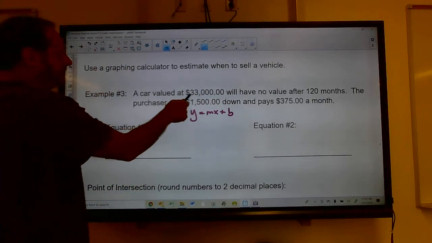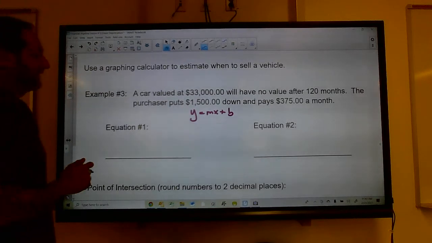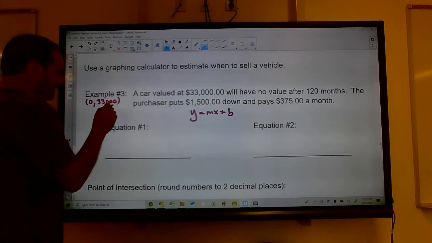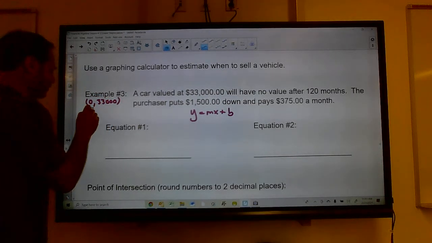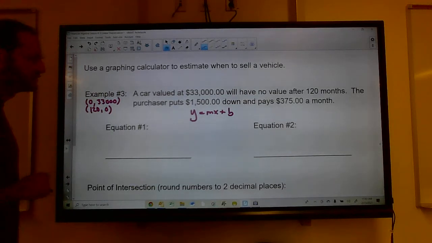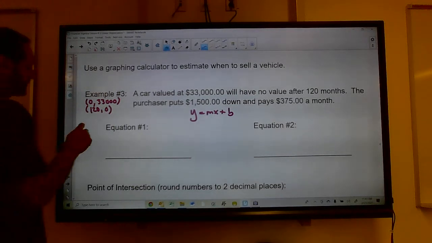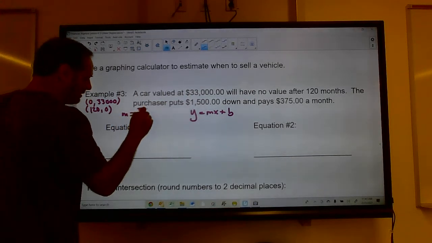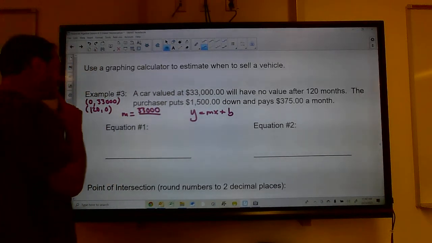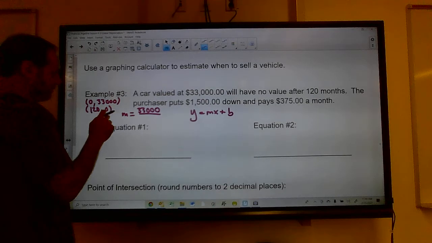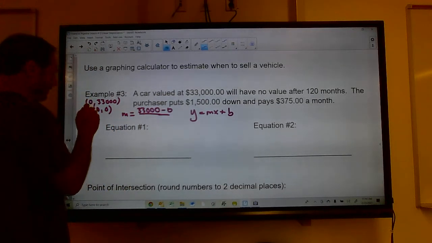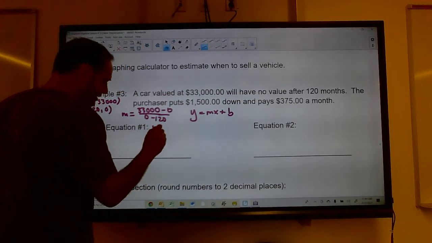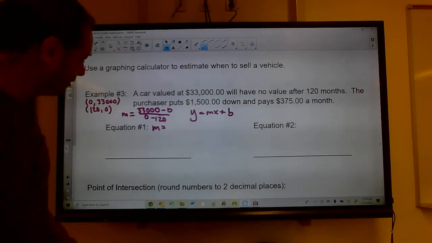I have to figure out the slope and the y-intercept to get the equation. The y-intercept I have here, it's worth 33,000, okay? But I need to get the slope. So I have the point (0, 33,000), and then I have the point (120, 0), because that's when it's worth nothing. Okay, so this is going to be the difference in the y, so 33,000 minus 0, by the way, over 0 minus 120. So this is going to be 33,000 divided by negative 120.